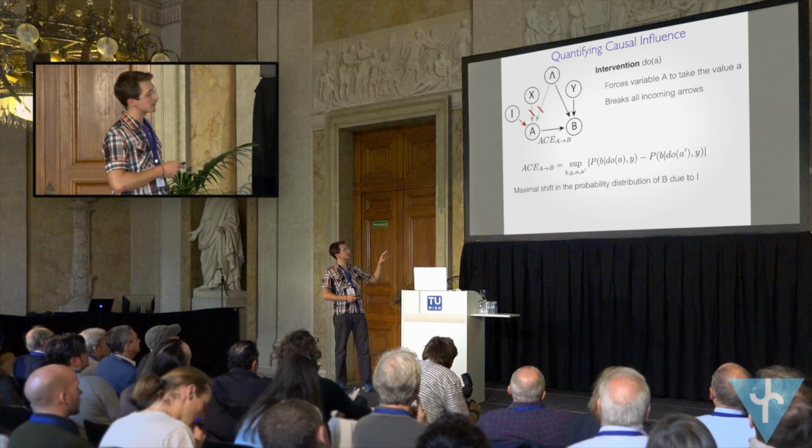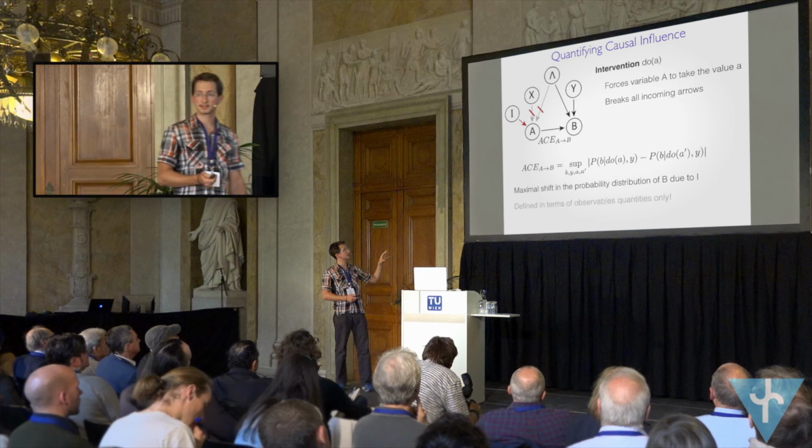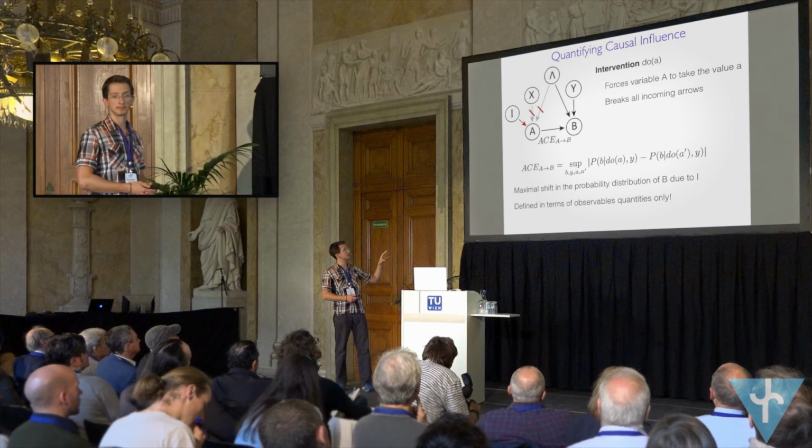And this average causal effect then quantifies the strength of this link, because it quantifies how much B changes when I do the intervention. And it gets rid of all of these influences. An interesting thing about it is it's defined in terms of observable quantities only. So that should be experimentally accessible.